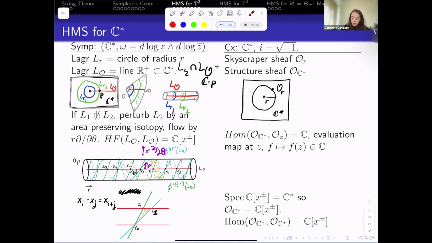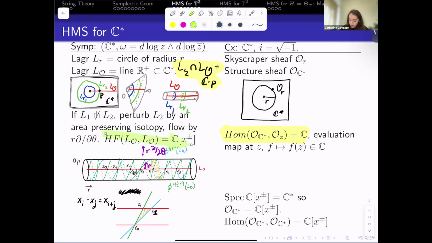The fact that there's this one intersection point between any circle Lagrangian and the R plus Lagrangian is mirrored to Homs between the skyscraper sheaf and the structure sheaf, which is given a function here, evaluate it at c, that's a complex number. And the mirror to this component of Homs of the L0 Lagrangian.